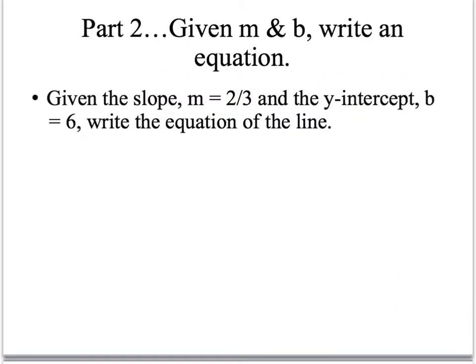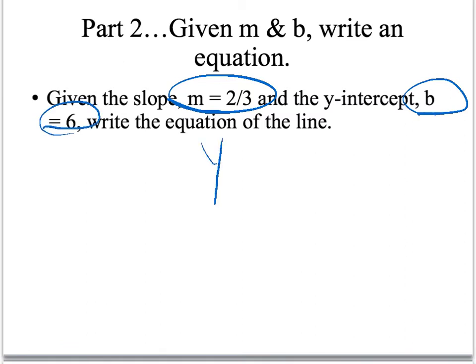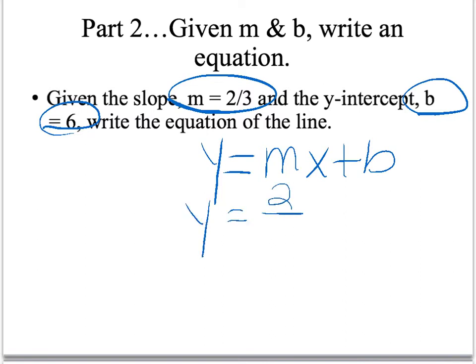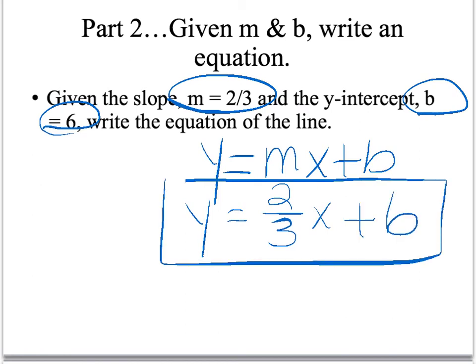Let's try that one more time. We are given the slope and the y-intercept, and we're going to write an equation. So we're looking to have m and b, and we have y equals mx plus b. Now we have 2/3 for my slope, x, plus b, which is 6. And there's our answer.